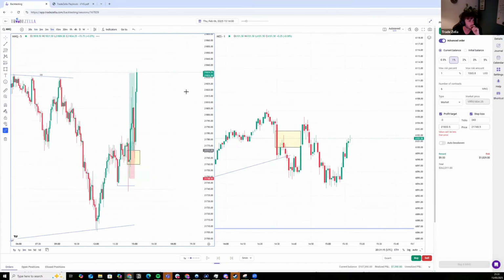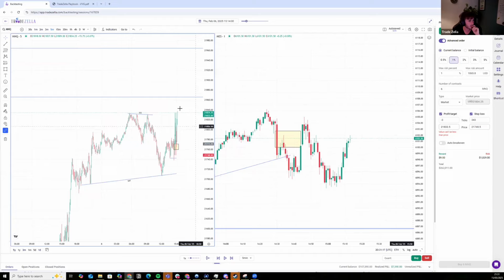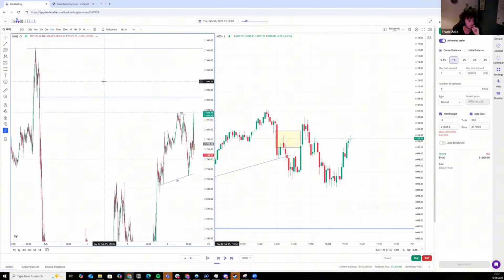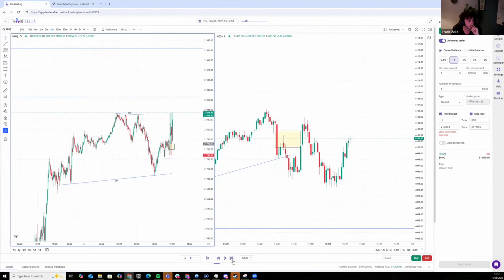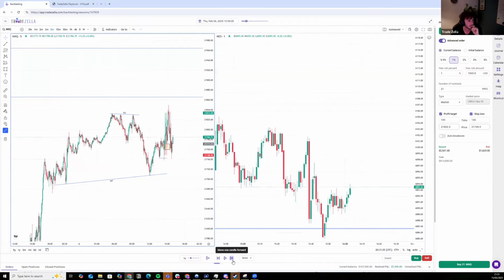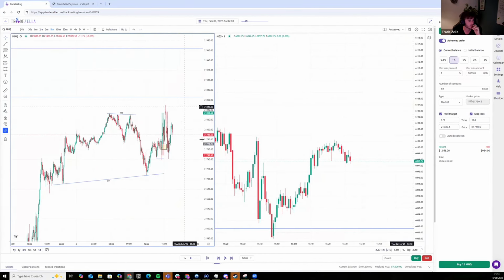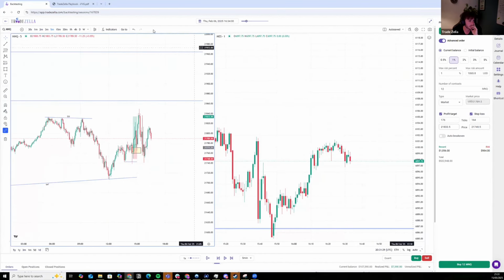Slightly annoying, but again, good trade. Final targets would have been this high that we marked out, if you guys remember. Or final targets all the way up there. See how high we run. Okay, we don't end up chopping around and coming back. So yeah, but still, good trade there. Let's go to the next day.